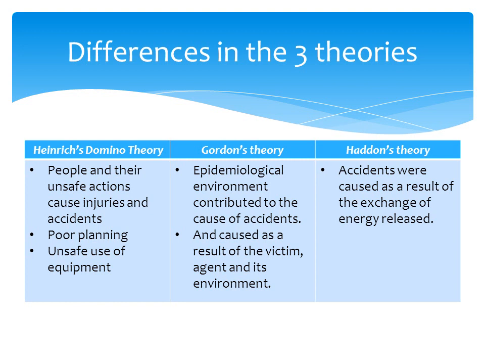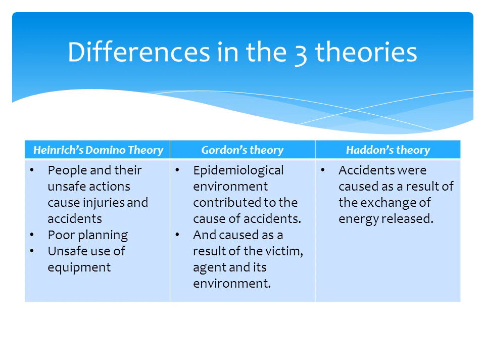So, in conclusion, of these 3 causation models described, we can clearly see the differences in these theories. Heinrich suggested that people and their unsafe actions were the cause of injuries and accidents. He also suggested that poor planning and the unsafe use of equipment were causes of accidents.